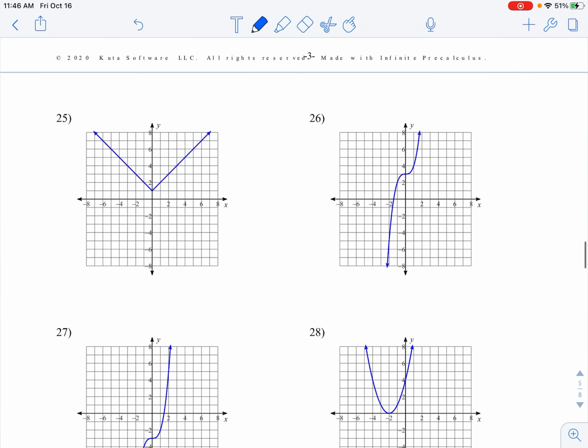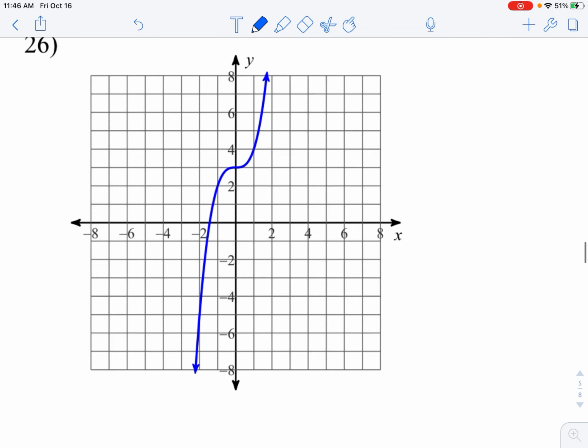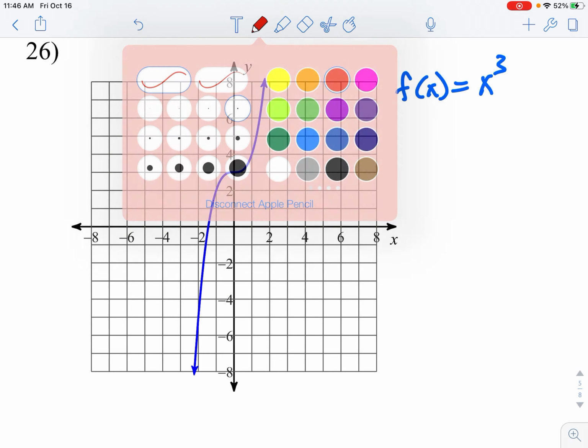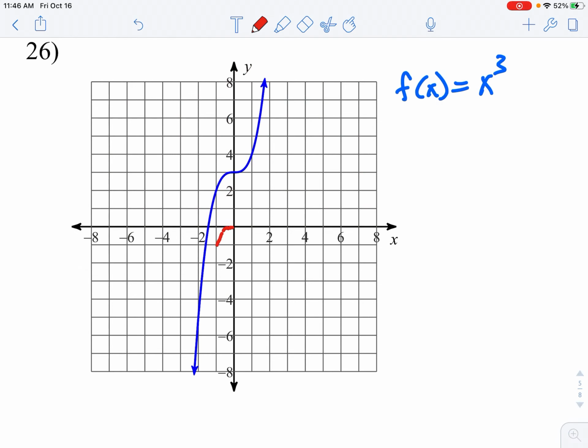Let's look at 26. This function, the one that looks like, okay, so if you took a handful of spaghetti and threw it at the floor or threw it at the wall and it stuck, guaranteed one of them is going to look kind of like that. So this I call the spaghetti shape. It's actually called a cubic function. f of x equals x cubed. And a normal cubic function, let's change colors for no particular reason, looks kind of like this.